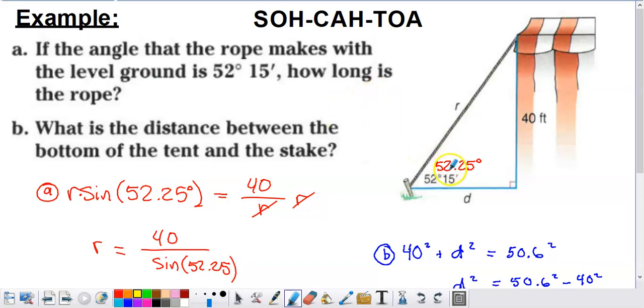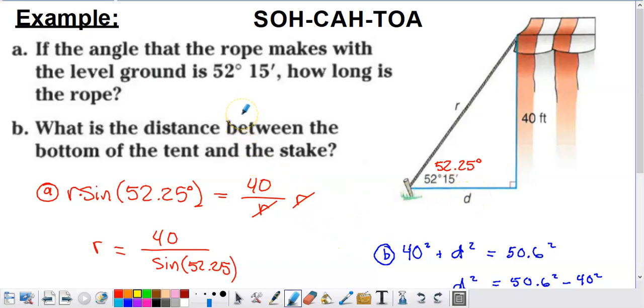But we have the angle here. What we're asked is two things. How long is the rope? So what is the length of R? And then what is the distance between the stake and the bottom of the tent? So what is D? So we have two different pieces here.